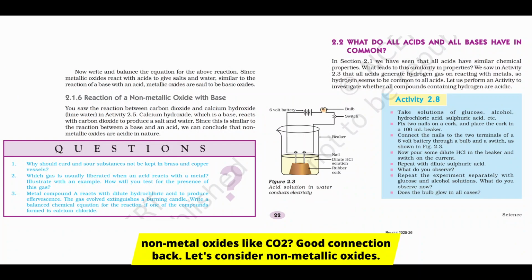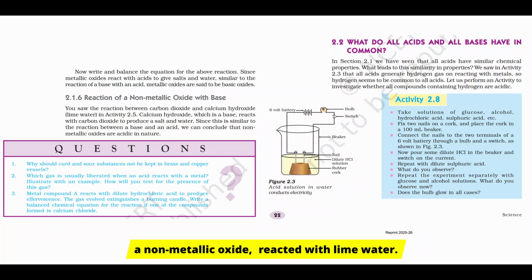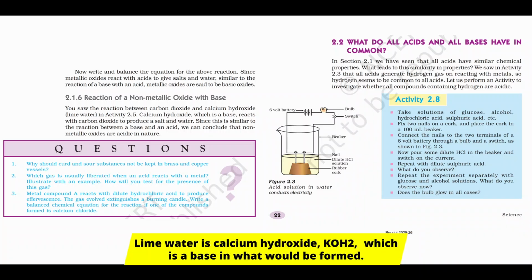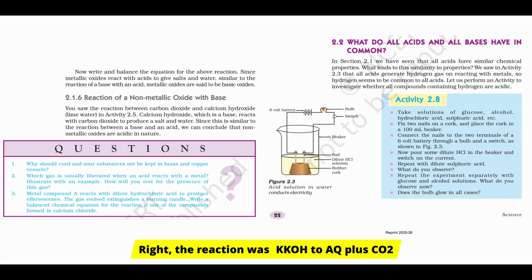What about non-metal oxides, like CO2? Good connection back. Let's consider non-metallic oxides. Remember activity 2.5, where carbon dioxide, CO2, a non-metallic oxide, reacted with lime water. Lime water is calcium hydroxide, Ca(OH)2, which is a base. And what did we form? Calcium carbonate, CaCO3, which is a salt, and water, H2O. Right, the reaction was Ca(OH)2(aq) plus CO2(g) gives CaCO3(s) plus H2O(l).